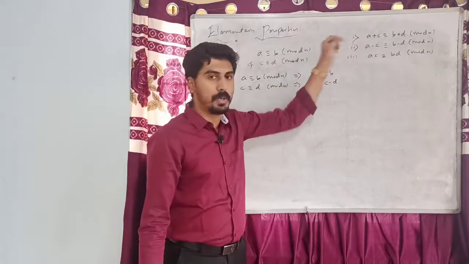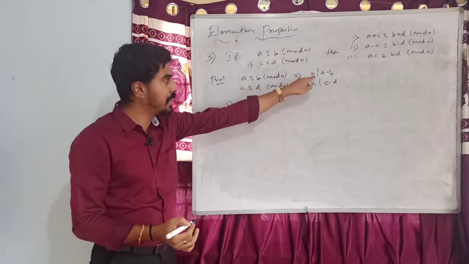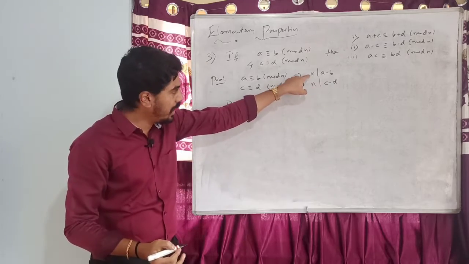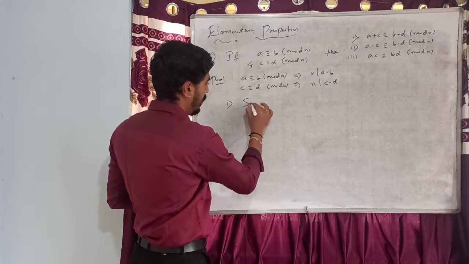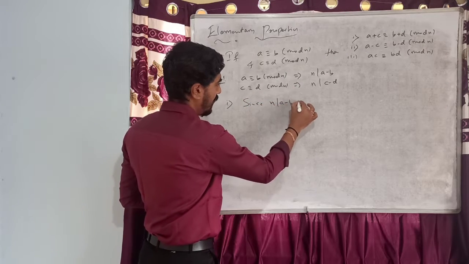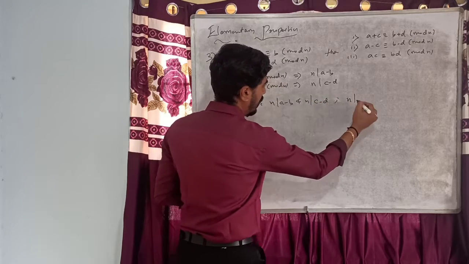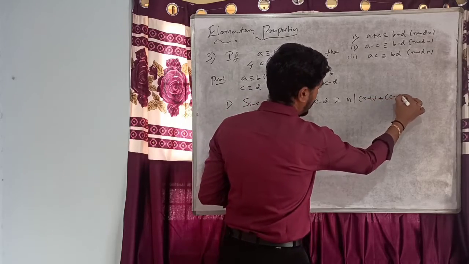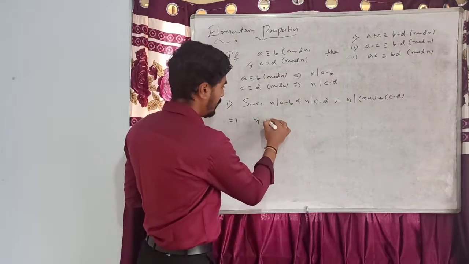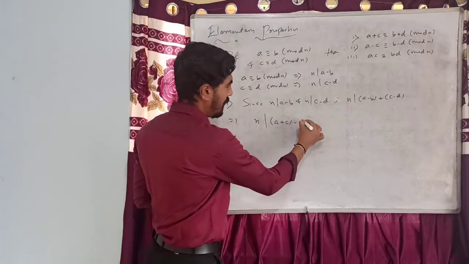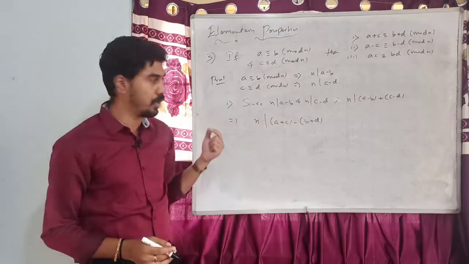Now to prove the first property, A plus C congruent to B plus D modulo n: since n divides A minus B and n divides C minus D, n divides (A minus B) plus (C minus D). This can be rewritten as n divides (A plus C) minus (B plus D), and hence A plus C is congruent to B plus D modulo n.